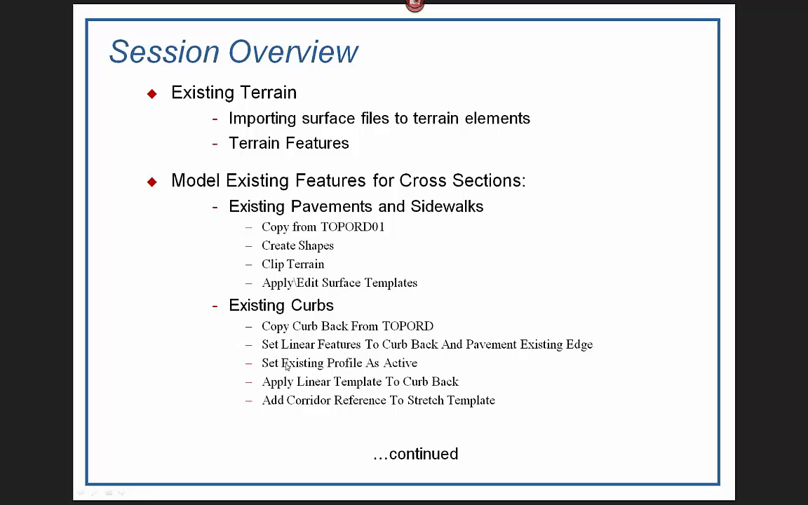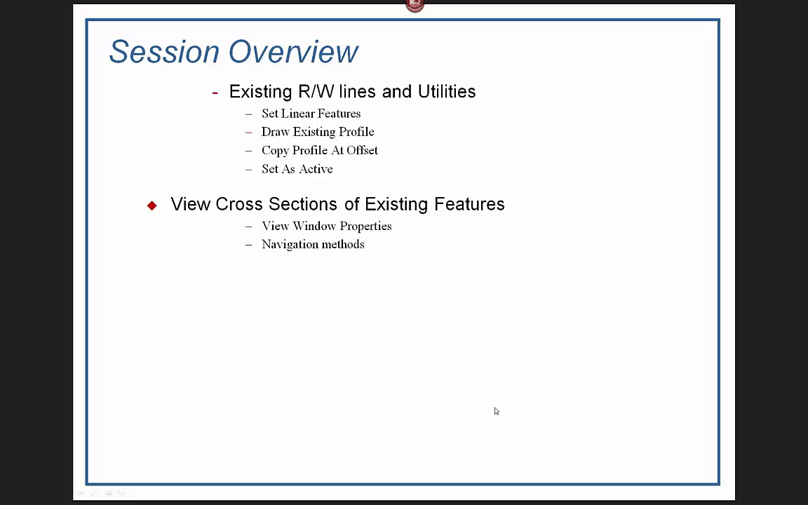You go ahead and make the existing profile for the curb active, apply a linear template to it, and then add in the pavement existing edge as a reference to the corridor that you created for this linear template, and it stretches it out, and that's how you would do the curbs.